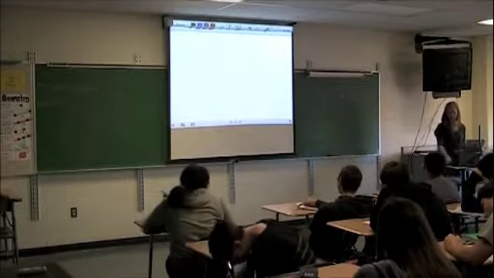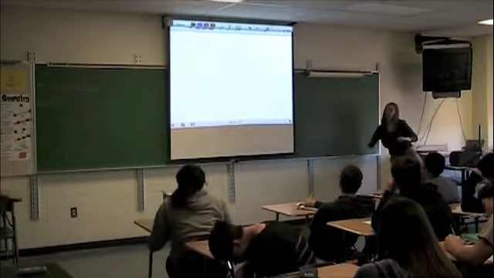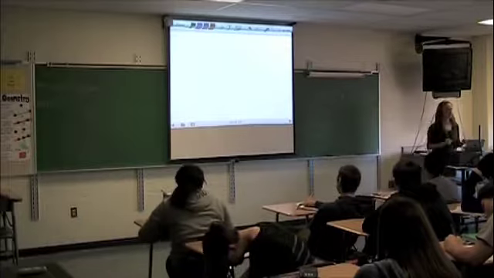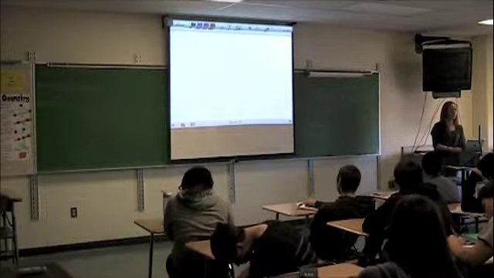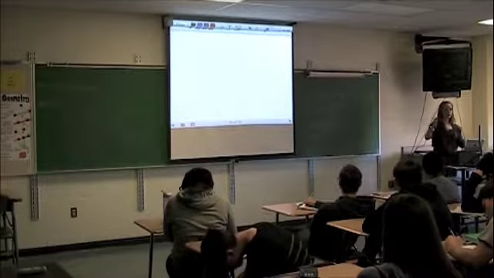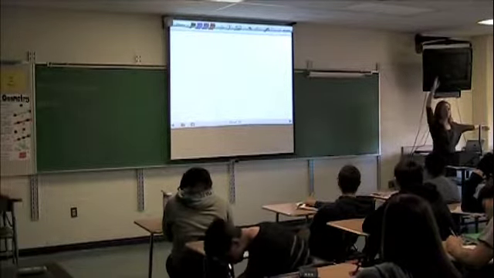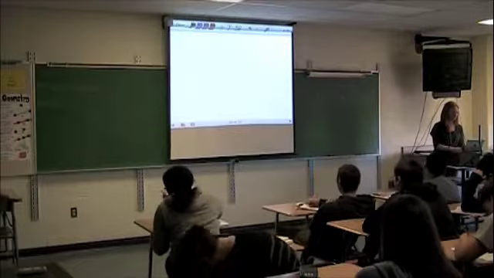So if I know the center is 0, 0, and I know the radius is 3, how do I draw this? Ozzy? Start at 0, 0, move all 3. Right, so I start at 0, 0, I go left 3, right 3, up 3, down 3. And that's it.